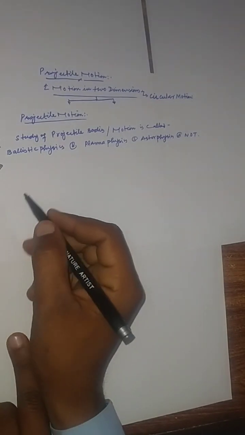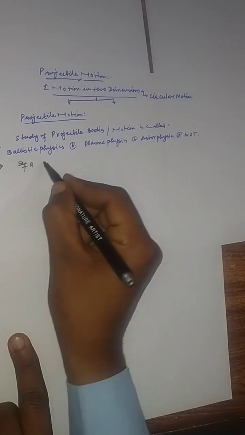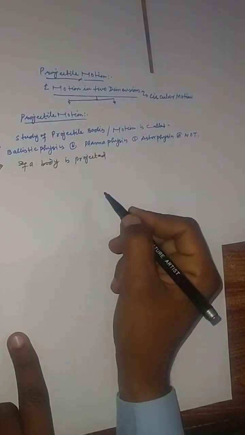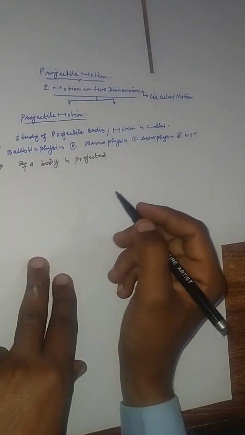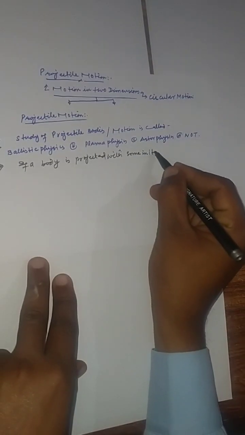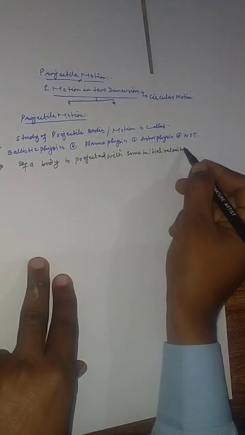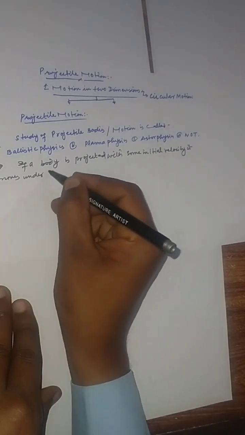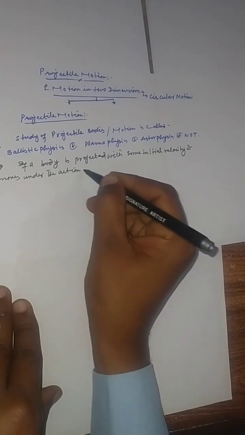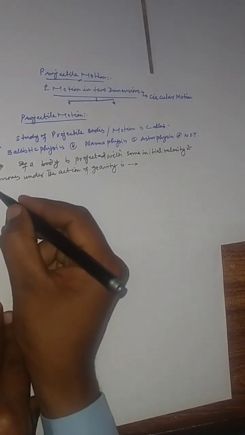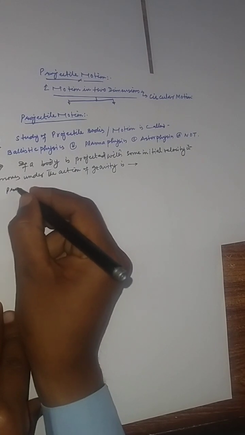Then what is projectile motion? Projectile motion is considered as if a body is projected with some initial velocity and it moves under the action of gravity. What will we call it? Let's say projectile motion.